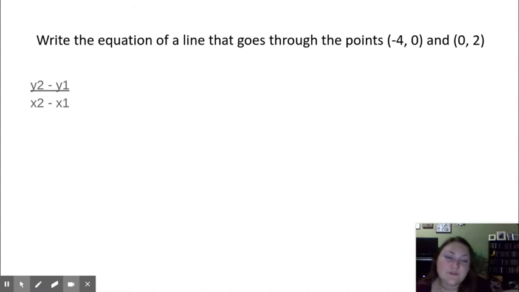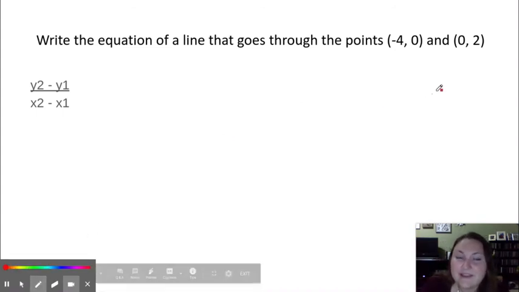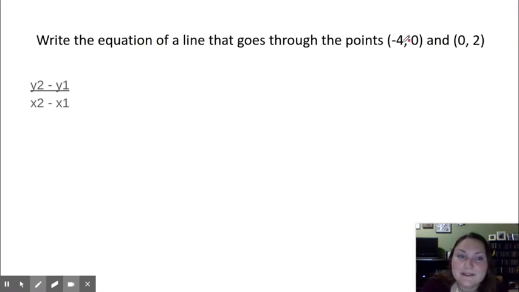Rise over run is the formula you're using if you've got a graph where you can literally count the rise and the run. But when you've got the coordinates and you need to find slope, this is what you're going to be using instead. One of the things that helps students is coming back up here and labeling the points. Remember, x is always going to come first and y will come second. Same thing for your other point. X always comes first and then y comes second.